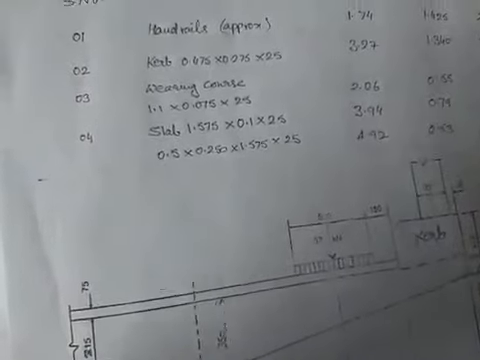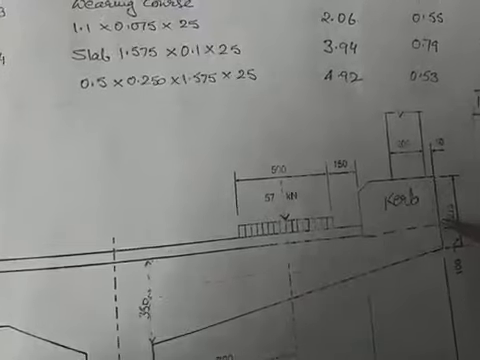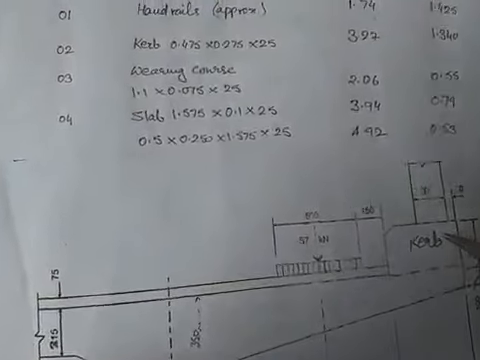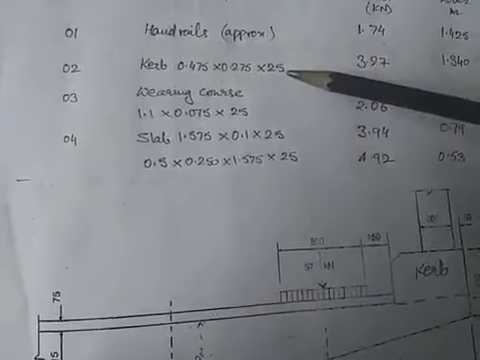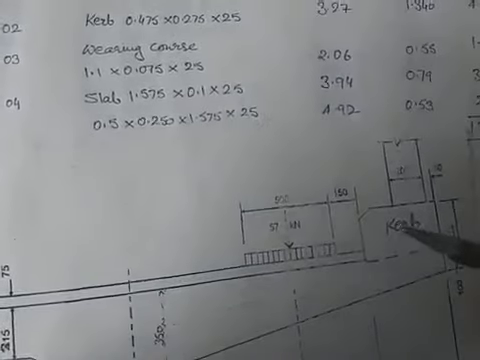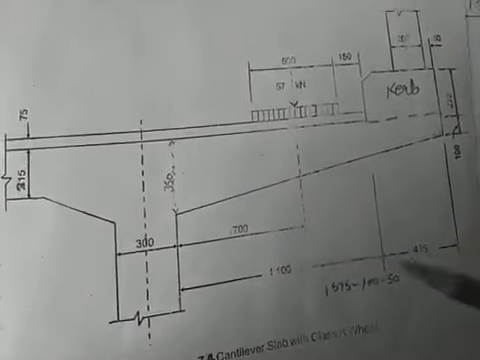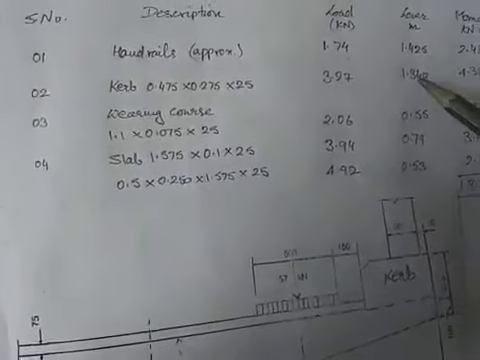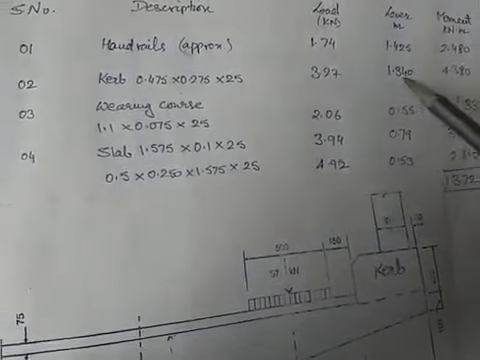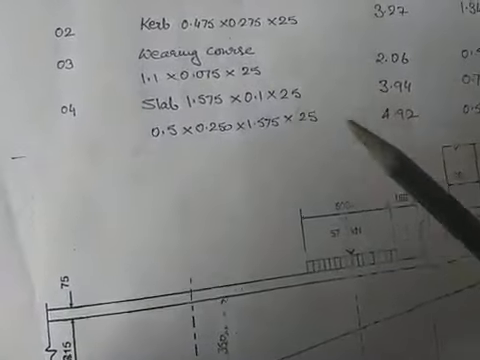We can do the other things. Curb size is 0.475 into 0.275 into 0.275 into 25, this is the unit weight of concrete, will give me the weight. So that is 3.27. This load will act at the center, that is at the center of 475 plus 1100. This gives me a distance of 1.34. The product of these two will give me the moment. Similarly for the wearing course, and then the slab.